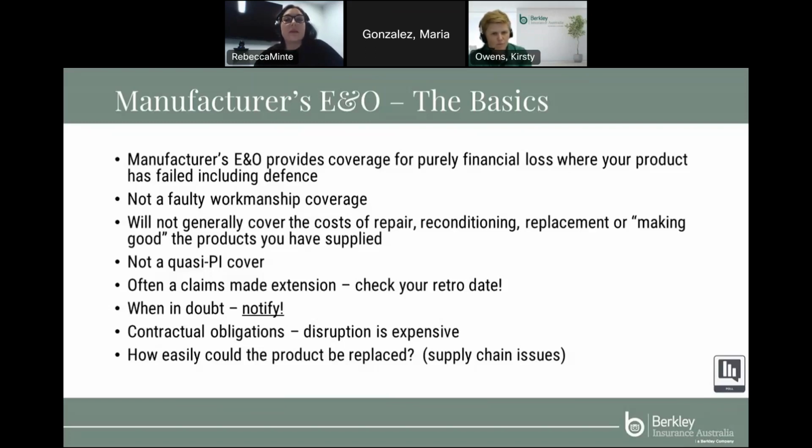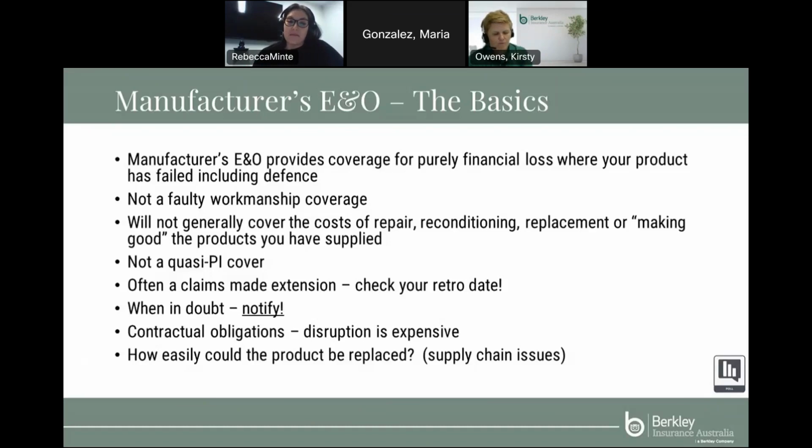A lot of brokers seem to think that it is a faulty workmanship coverage, which is, of course, not right at all, because it doesn't generally cover any cost of repair, reconditioning, replacement, or making good the product that you have supplied. Now, most importantly, and this is probably the biggest misconception we have when brokers are sending risks down the SCTP, it is not a PI coverage.